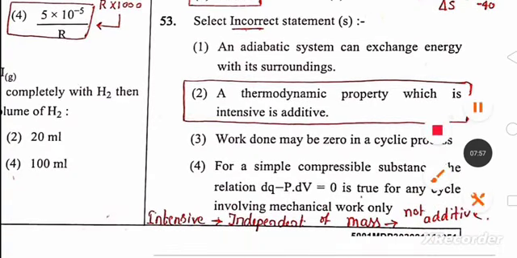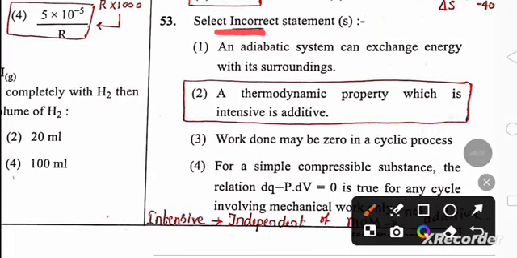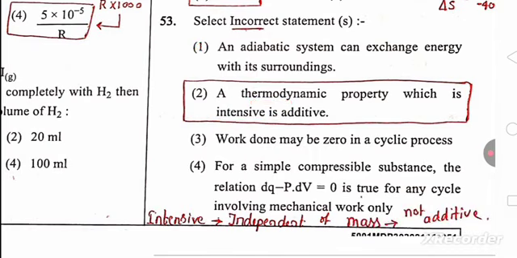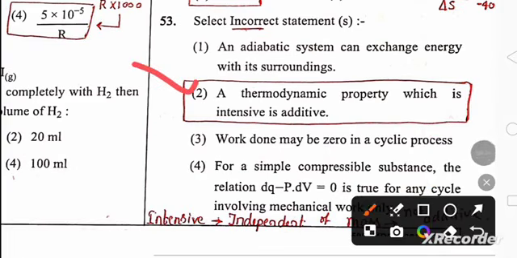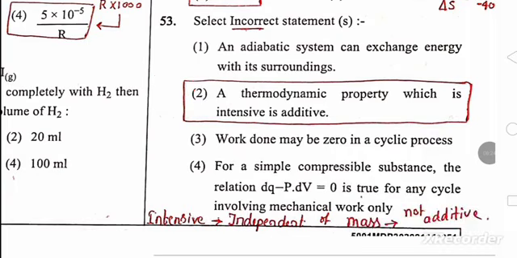Select the incorrect statement. We need to find out the incorrect statement. Let us go to the first one. An adiabatic system can exchange energy with its surrounding. Yes, it is a correct statement. Let us go to the second statement. A thermodynamic property which is intensive. So intensive means what? The properties which are independent of the mass. And the properties which are independent of the mass are not additive. That's why this second statement is incorrect in this case. Let us move to the next question.